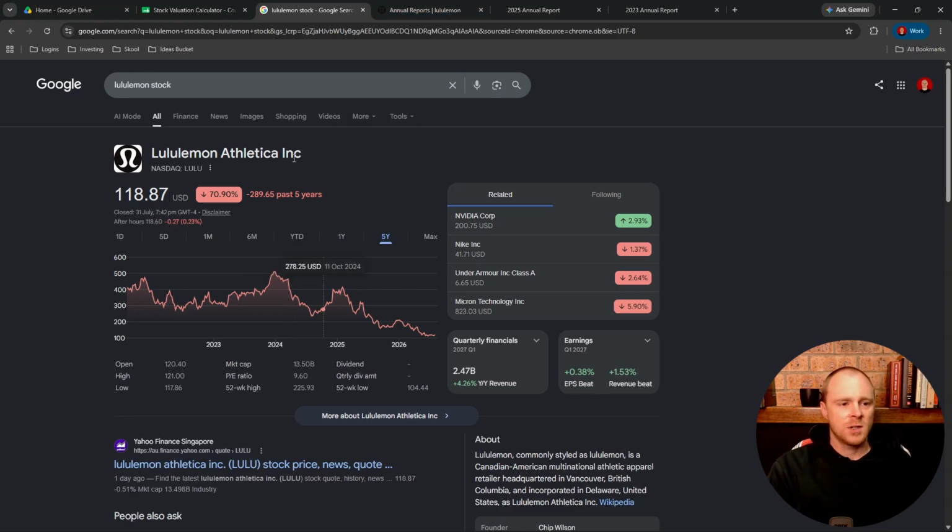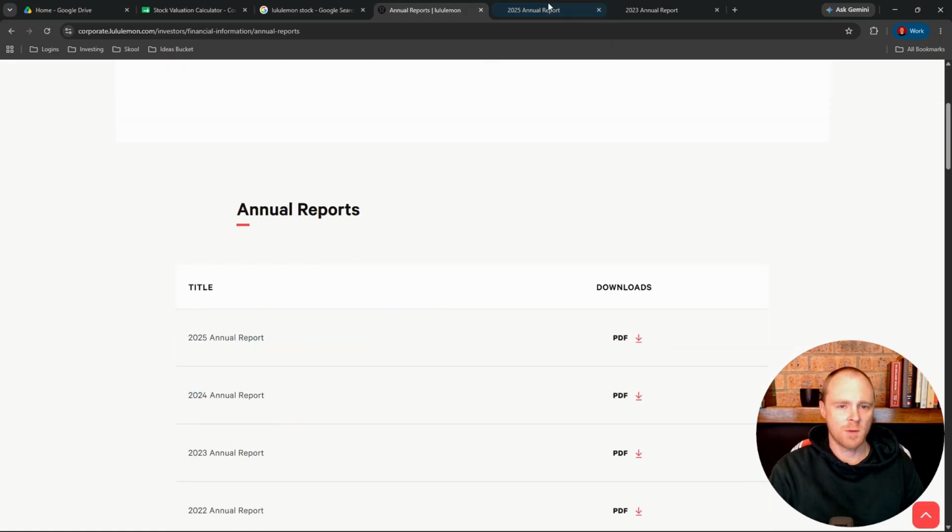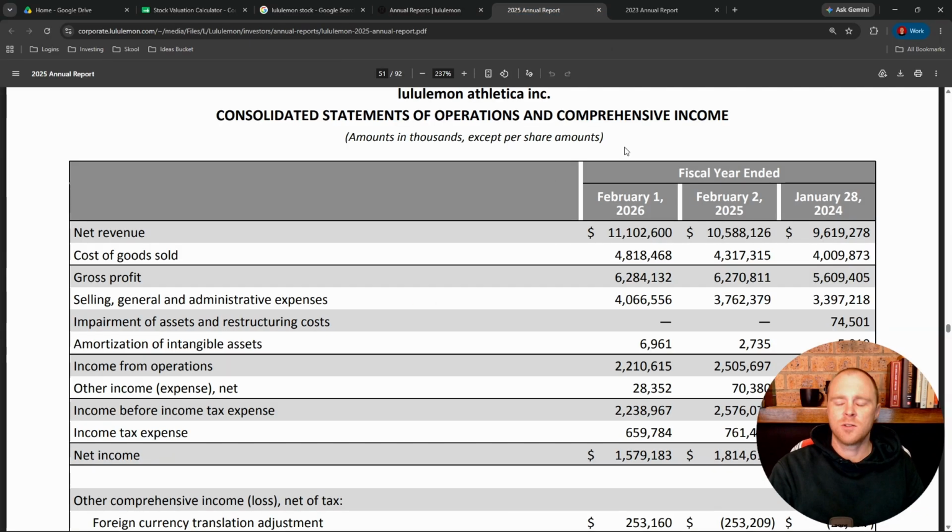So I heard recently that Michael Burry had purchased some Lululemon, and I decided to have a sticky beak at it. So I've jumped into the annual report as usual, grabbed the latest one, jumped into the income statement. So from 2024 to 25 to 26, the revenue has grown from 9.6 billion to 10.6 to 11.1. So it's got some steady growth there, even if it appears to be slowing down a bit, from a 1 billion difference up to half a billion.